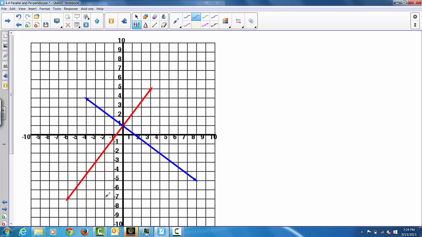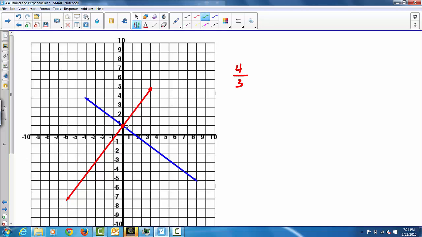So let's look at these two. What is the slope of this red line right here? Well, the slope of the red line, let's find points where it crosses. Here's one right here. There's a point. Let's come down and find another point where it crosses. Here we go, right here. So now let's see what we've got. We go up 1, 2, 3, 4, and to the right 1, 2, 3. So that is 4 over 3 for the red line.